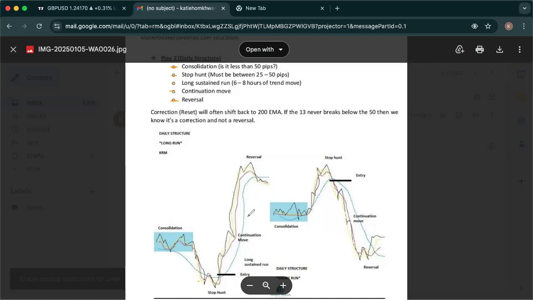Understand? If the 13 does not break the 50, if the 13 moving average, which is the red moving average, does not break the 50, then that means we know it's a correction, not a reversal. You understand? So they mean if this red moving average here does not cross the 50, which is the blue one here, that means it's just a correction going to the upside and not a reversal going downside and closing for the day.